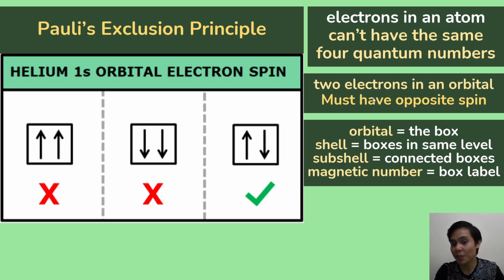Now, to clarify some terms that we're using, the orbital in the orbital diagram is the box, the individual boxes. A shell is boxes in the same level, meaning all the boxes in the same principal number. A subshell is a series of connected boxes, and the magnetic number is just the name or the label for each of those boxes.